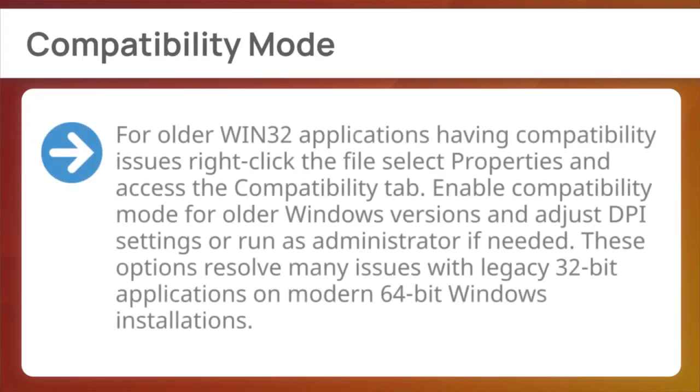Finally, Compatibility Mode. For older Win32 applications having compatibility issues, right-click the file, select Properties, and access the Compatibility tab. Enable Compatibility Mode for older Windows versions and adjust DPI settings, or run as administrator if needed. These options resolve many issues with legacy 32-bit applications on modern 64-bit Windows installations.